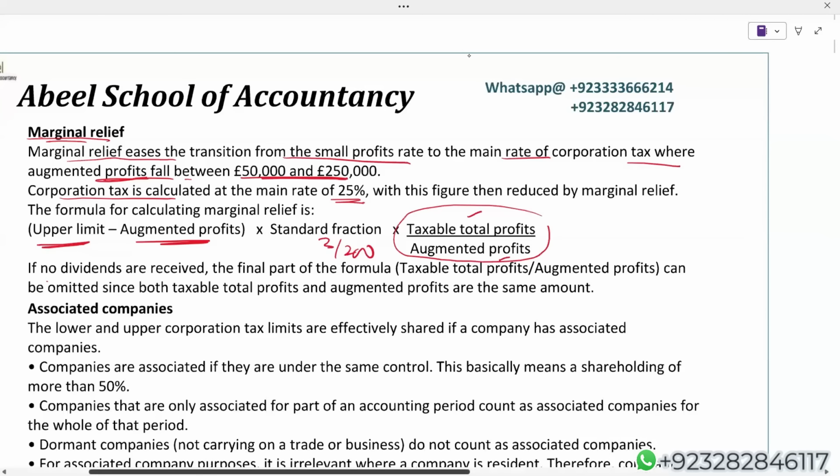If no dividends are received, obviously if you're not getting any dividend from non-associated companies, then there will be no difference between taxable total profit and augmented profit. A difference only arises between taxable total profit and augmented profit when the dividend is coming from the non-associated companies.